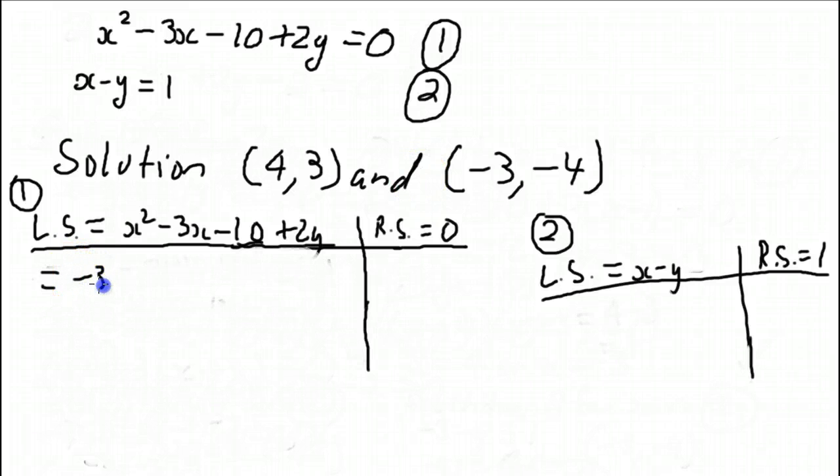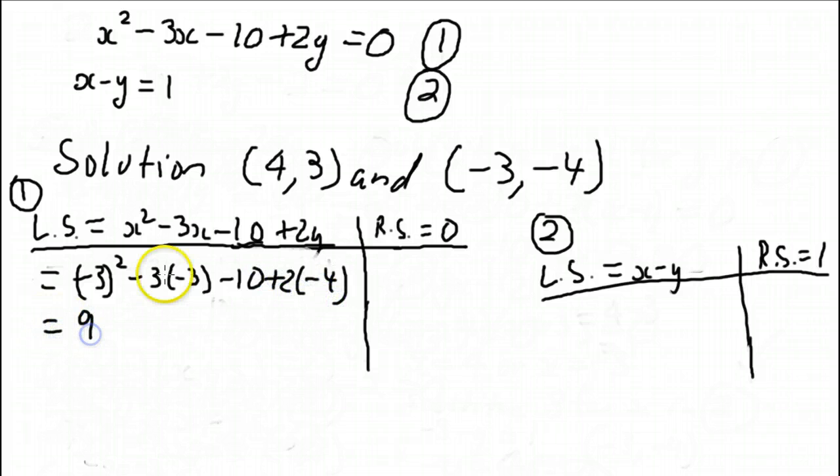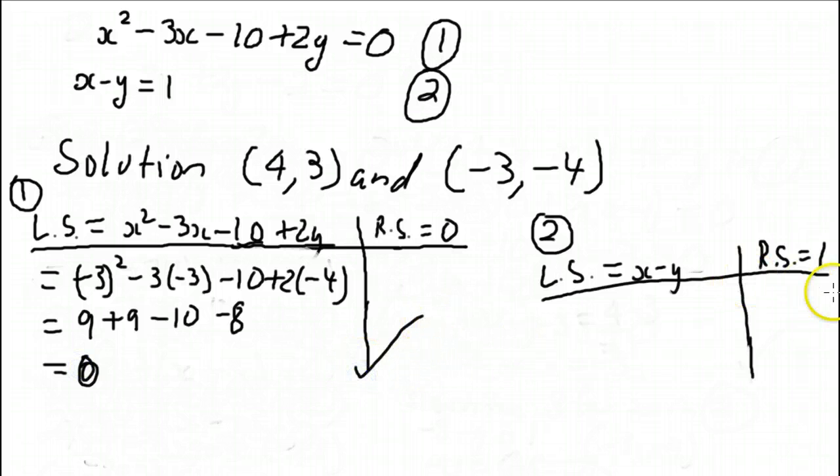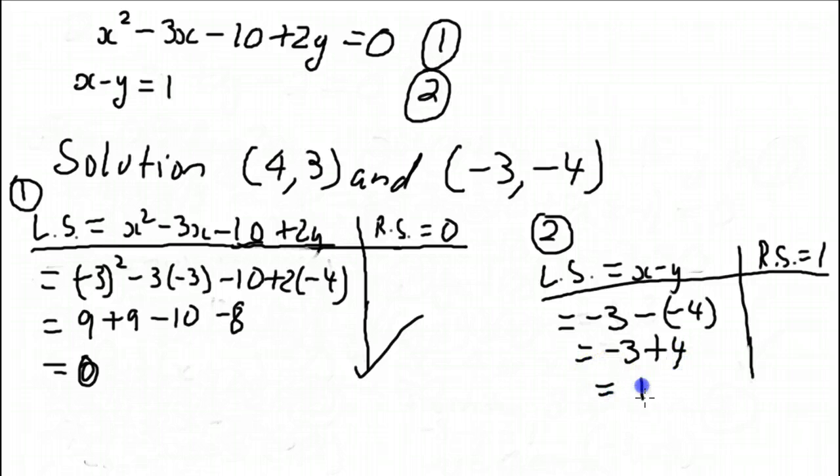Okay, let's substitute negative 3 for x. Now I'm putting that in brackets. I'm going to be squaring negative 3. And negative 4 for y. So this gives me 9 minus negative 9, which is plus 9, minus 10, minus 8, which is 0. So that checks. And negative 3 minus negative 4, which is negative 3 plus 4, which is 1. So this also checks. So the point (−3, −4) is also a solution to the system, since it lies on both lines.